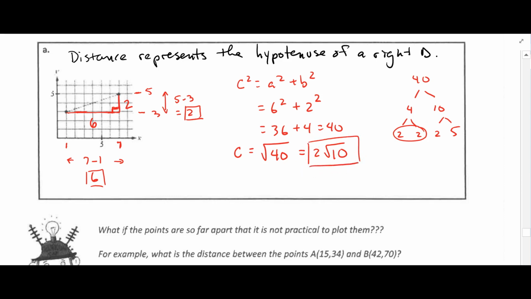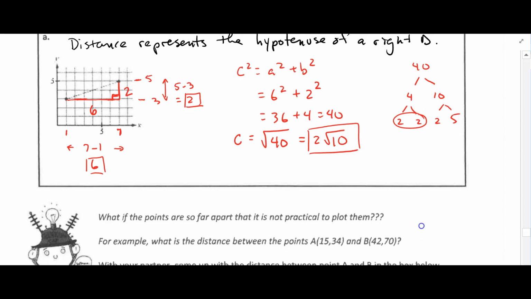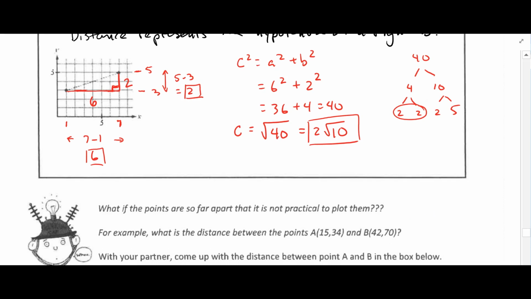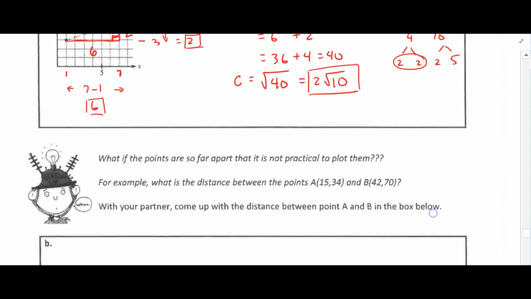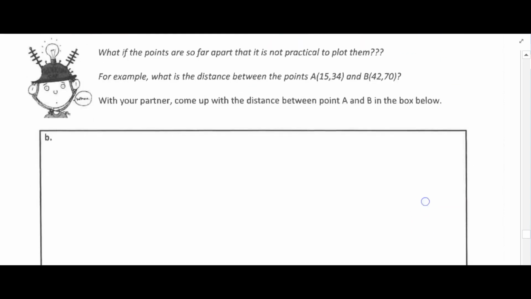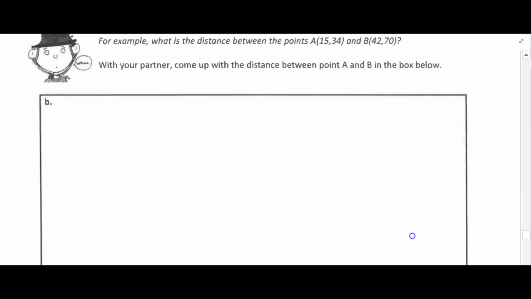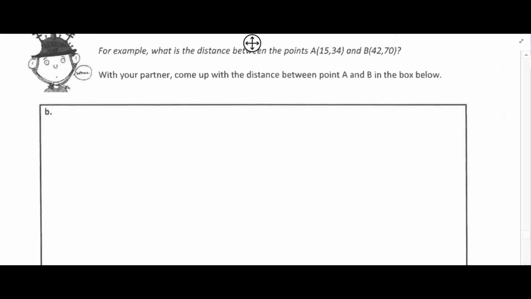So the distance formula really just comes from the Pythagorean theorem, and really I don't like to remember another formula, so I just kind of think about a right triangle, and that helps me figure it out, and I just use the Pythagorean theorem. So let's take a look at one more example here. We've got the point A, which is (15, 34), and B, which is (42, 70). So I need to find my x distances.